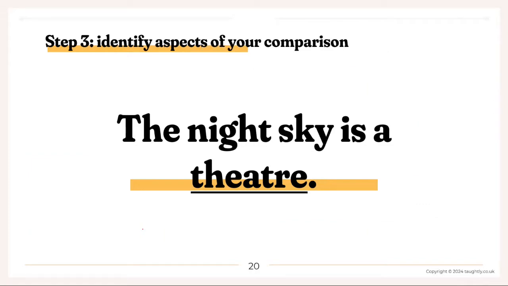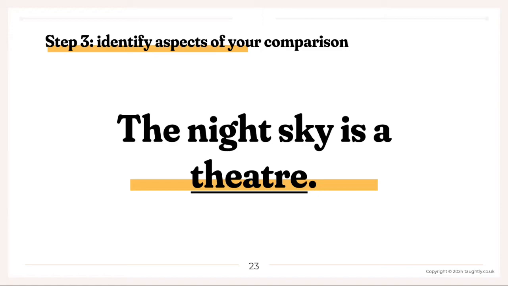Step 3 is similar, but now we need to identify literal aspects of your comparison. So we need to think, what literal things are there in a theatre? Like before, I said we have got curtains. We might also have an audience. We might also have props. So have a little think. Your metaphor might be different than mine. What literal things can you find in your comparison?